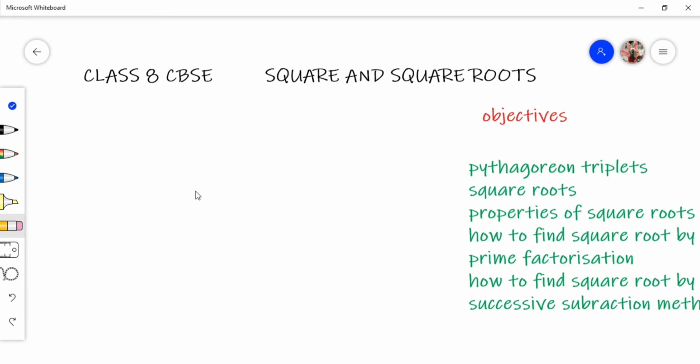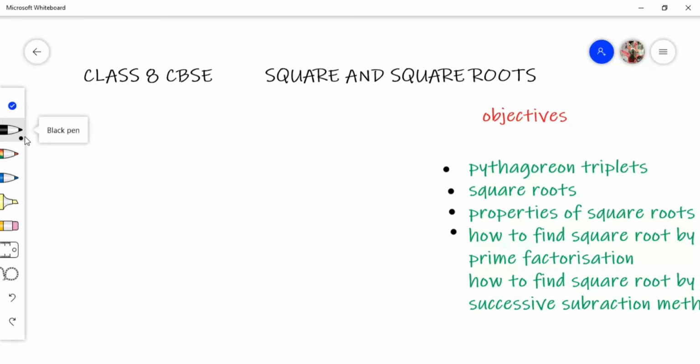Now let us learn to find a square root by the prime factorization method. As I said, we have completed some of our topics, that is the Pythagorean triplets, square roots, and properties of square roots. Now we shall learn how to find the square root by the prime factorization method. This is a very easy thing. Just listen to me very carefully.